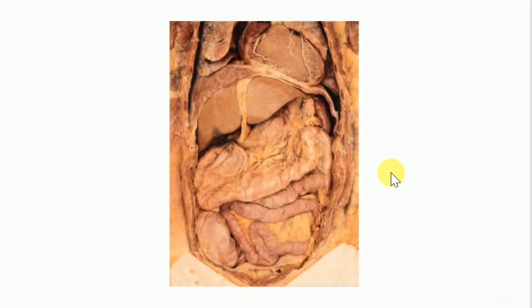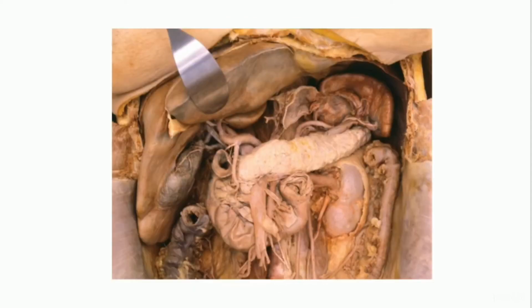Now see here in this picture, this is how you look at the open abdominal cavity. This is the diaphragm, this is liver, this is stomach, and see here the small viscera is spleen. Now see here, this is spleen. We have cut the stomach. This is the cut end of the stomach.